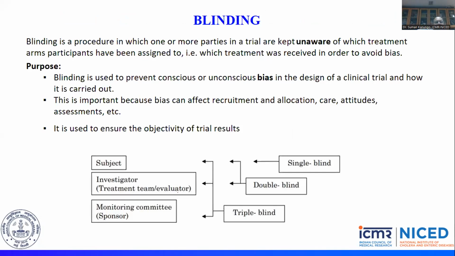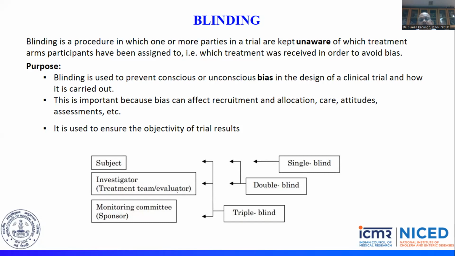Now, what is blinding? Blinding is a process in which one or more parties in a trial are kept unaware. It may be single blinded, double blinded, or triple blinded. If the subject is blinded, it is single blind. If the investigator is also blinded along with the subject, it becomes double blind. Then the monitoring committee, as well as the statistician, who is not part of the study but who is doing the analysis, is also blinded along with the subject and the investigator. This is called blinding, so that no bias can creep in.